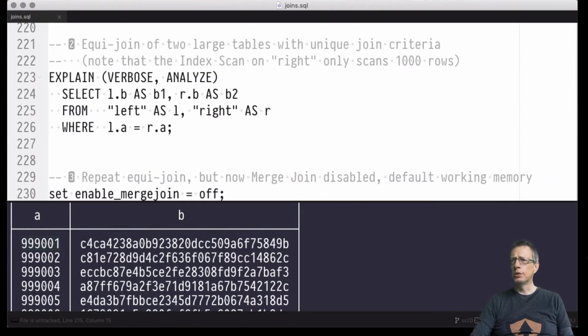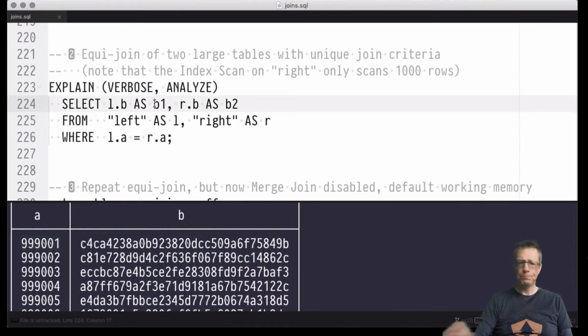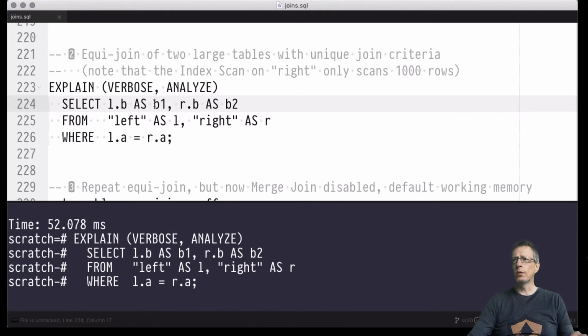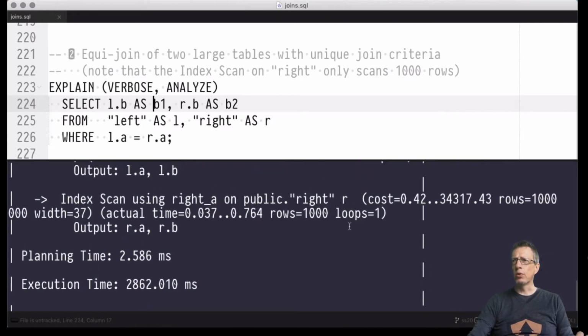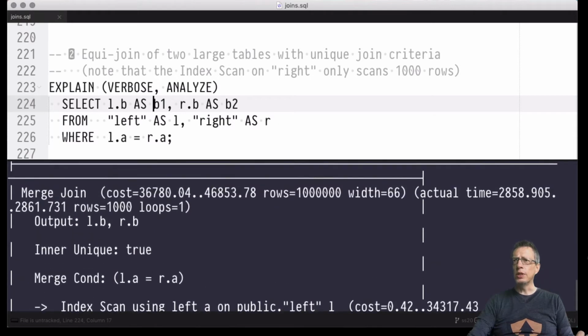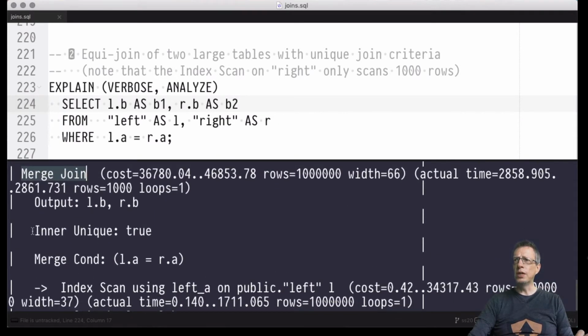Okay, and now, let's have a look at an equijoin between the left and right tables, on the A columns as we proposed. There we go, already done. So indeed, this is a merge join. A merge join has been used, and the inner unique flag has been set to true here.